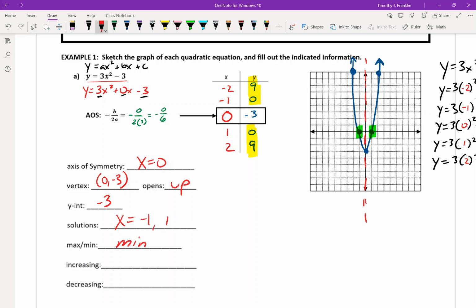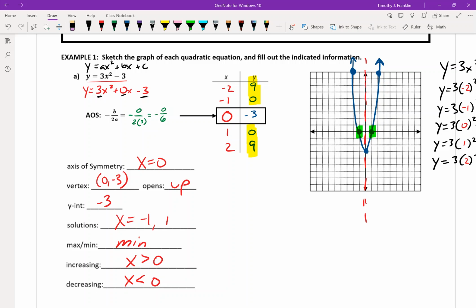And our graph is increasing for values greater than the AOS and decreasing for values less than the AOS. And that is determined by the shape of the graph. So as you move left to right, we are decreasing on the left side until we hit the vertex, at which point the graph begins to go back up. And so that is why we are increasing at values greater than 0, which is the AOS, and decreasing less than 0.